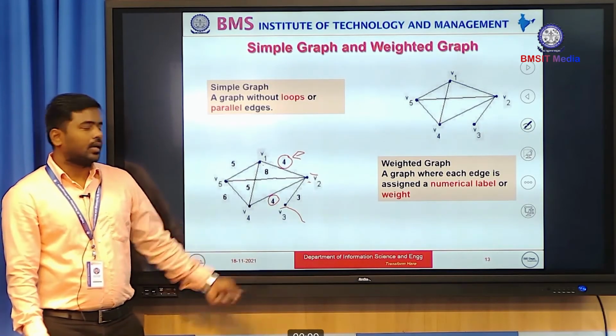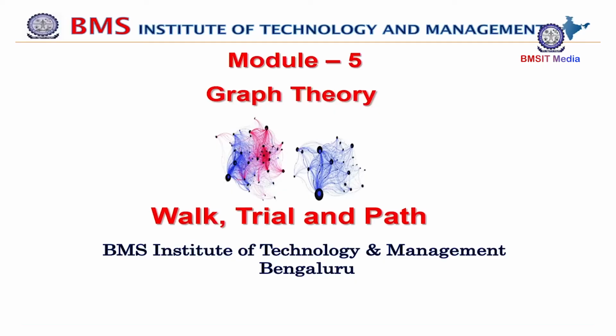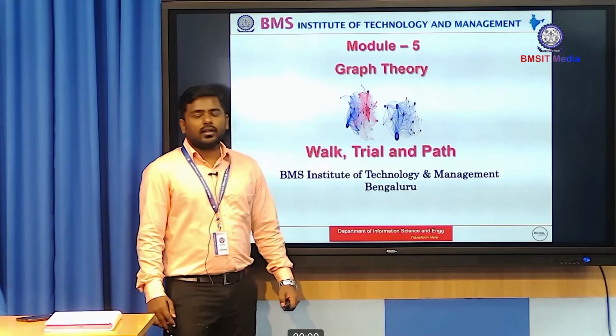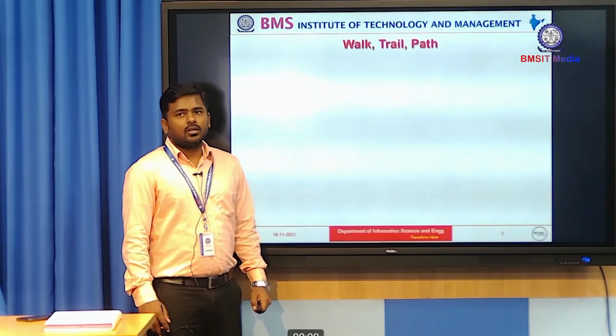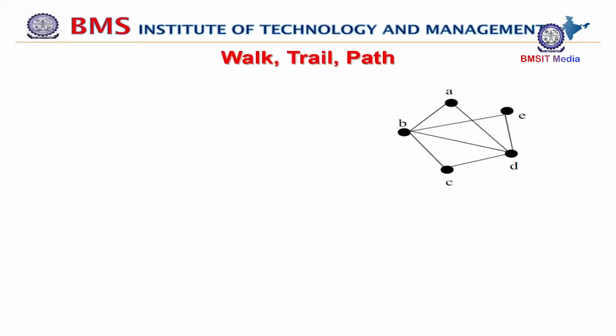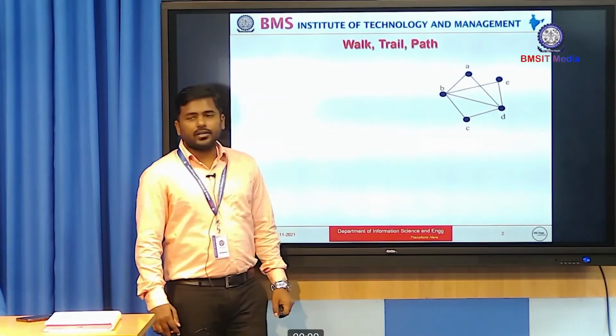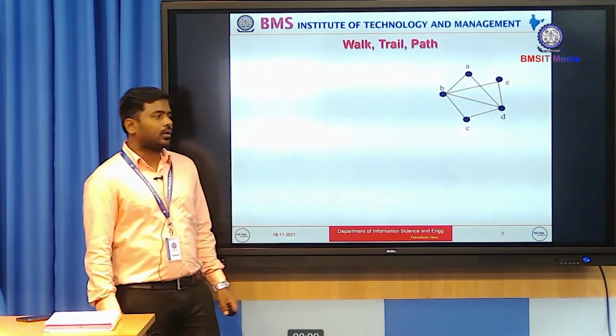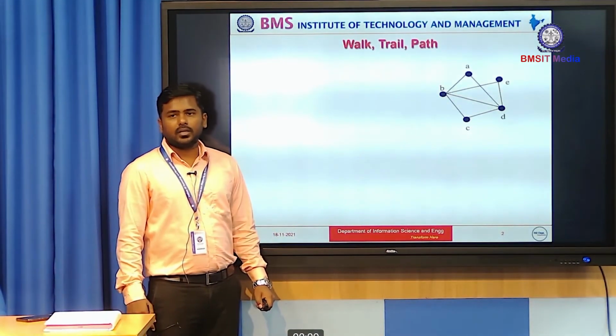We will cover the next topic, that is walk, trial and path. How do we calculate a walk, a trial and a path in a graph? Let us see, we have a graph here. We have 5 vertices and 6 edges in this graph. We will see how to calculate a walk, trial and a path.